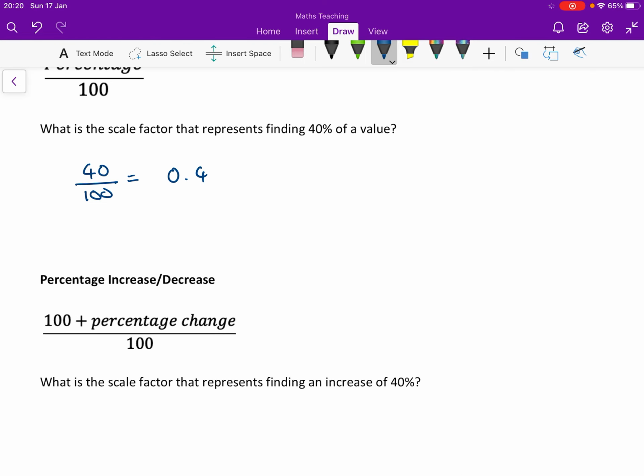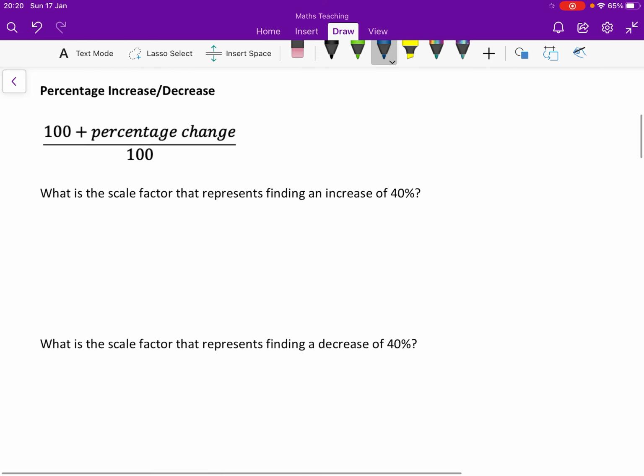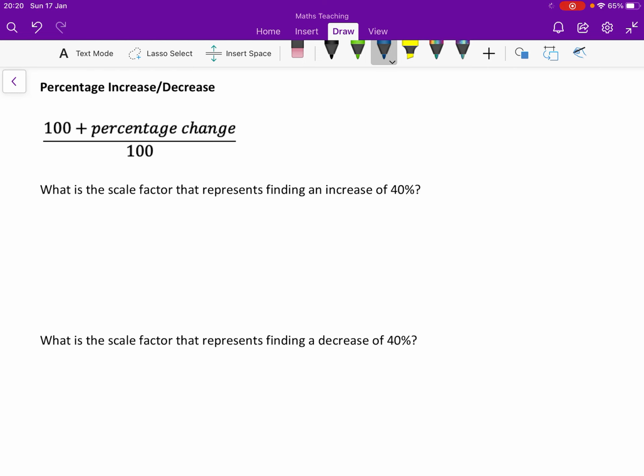Often, more interesting for what we're looking at is a percentage increase or decrease. And for this, we're going to use the formula 100 plus the percentage change, divided by 100. If it's an increase, we stick positive. If it's a decrease, that's going to be negative. So sticking with the 40%, what is the scale factor that represents an increase of 40%? Well, it's 100 plus 40 over 100, which gives us 140 over 100, which is equal to 1.4.